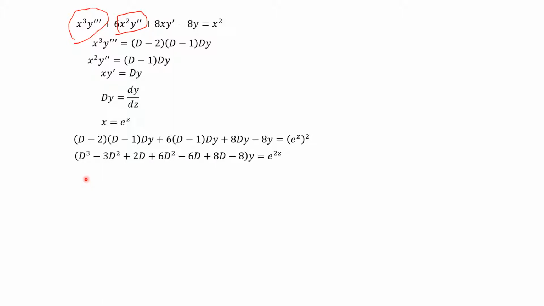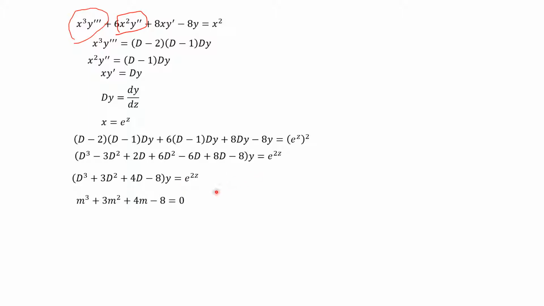Now simplifying, this is simply what? This is simply d cubed. Now you have combined negative 3d squared and then plus 6d squared, that is 3d squared, and then 2d minus 6d plus 8d, that is 10 minus 6d is 4d, minus 8y equals e to the 2c.